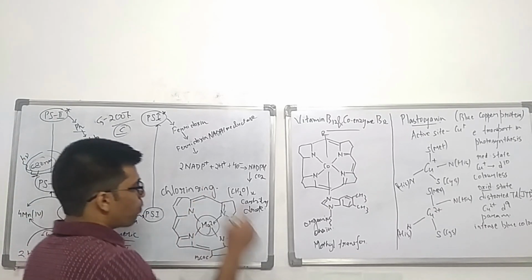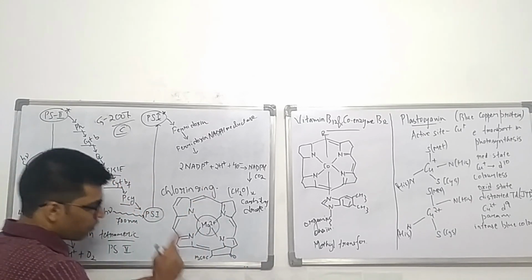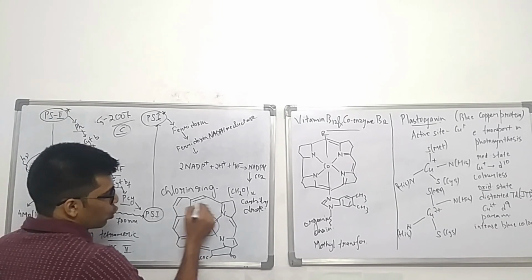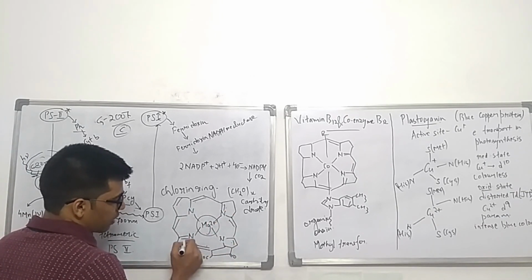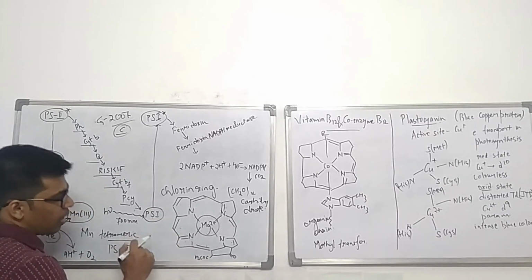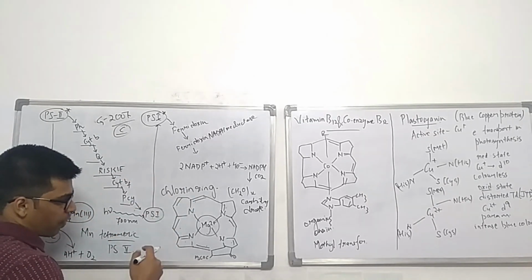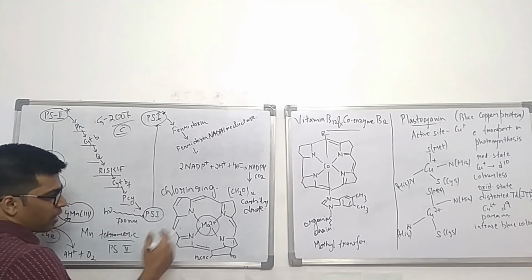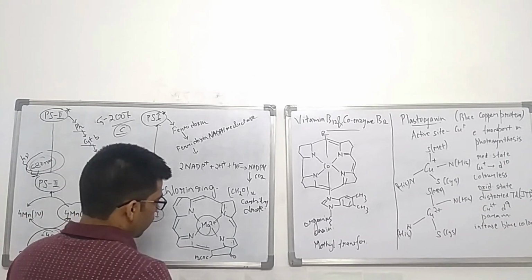That it is different from the porphyrin ring in the sense that if you see 1, 2, 3, 4, 5, 6, 7, 8, there are a different number of pi bonds in this case. In case of porphyrin, I think there were 11 pi bonds, but here there are a lesser number of pi bonds.